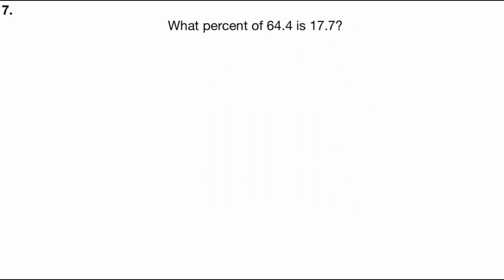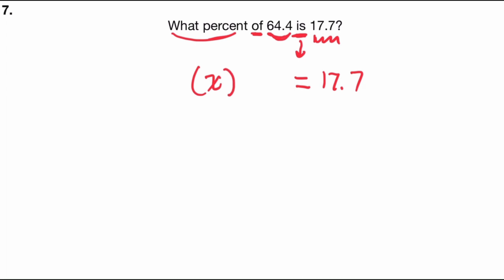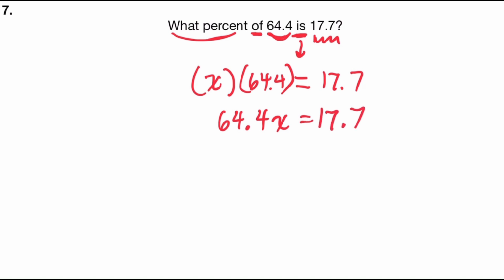Problem number 7 says, what percent of 64.4 is 17.7? So we'll just translate this into an equation. Here's the word is, that's going to be my equal sign. On the right side, I have the number 17.7. Then I'm going to look for the word of. So I'm going to be multiplying what percent, which will be my variable x, times the 64.4. So x times 64.4 is just 64.4x, and that will equal 17.7.